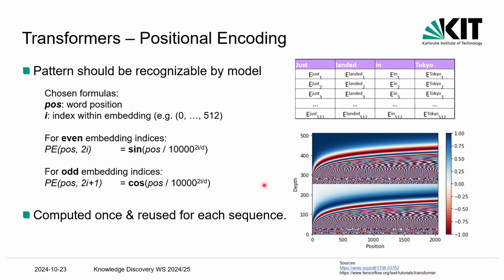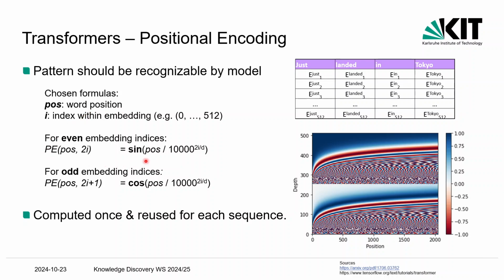The formulas that were chosen here were, well, the sine and the cosine formula. And you can see here how they're defined. Sine of position divided by 10,000 to the power of 2i divided by d. D is a constant here, well, a parameter rather. But how do we compute this based on our embeddings? How do you know what you have to use? When to use sine, when to use cosine?